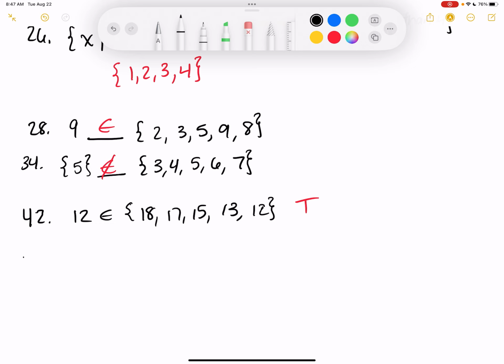All right, 46 is the set 3, 0, 9, 6, 2 is equal to the set 2, 9, 0, 3, 6. And we want to know if that's true or false. It is true. It doesn't have to be in the same order, it just has to have the same elements in it.